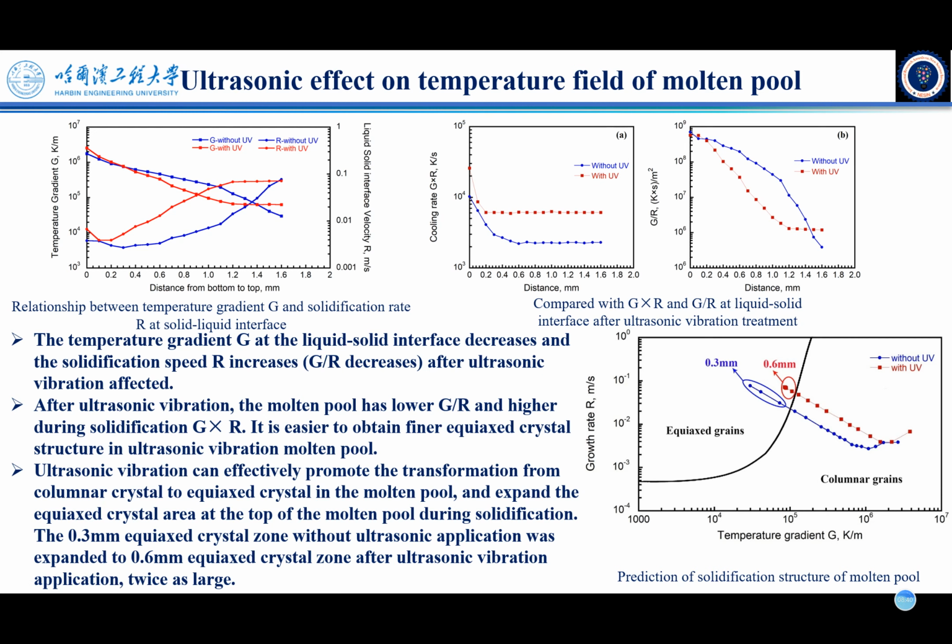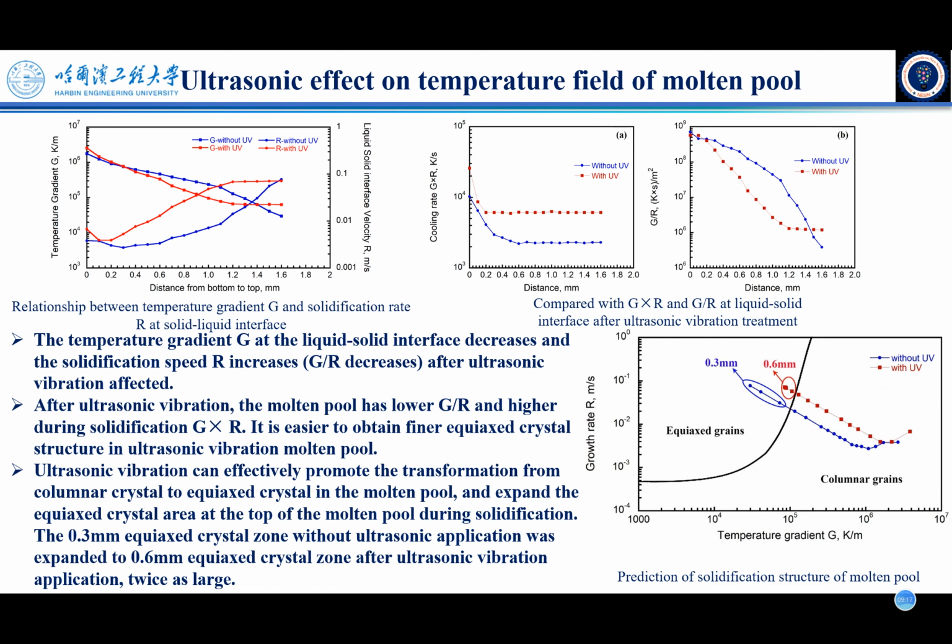The temperature gradient at the liquid-solid interface decreases and the solidification speed increases after ultrasonic vibration is applied. After ultrasonic vibration, the molten pool has a lower G/R and a higher solidification rate G×R. It's easier to obtain an equiaxed crystal structure in an ultrasonic vibration metal molten pool.